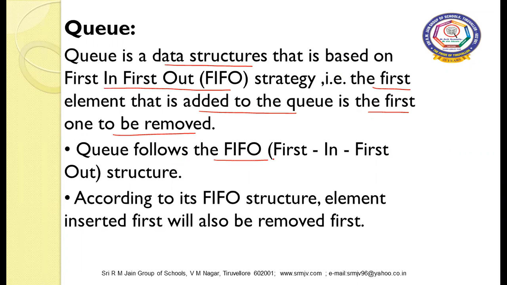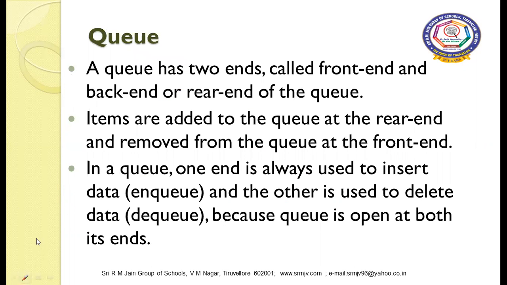Queue follows FIFO, that is first in first out. According to the FIFO structure, elements inserted first will be removed first. That is, whichever element is inserted into your queue is the first element to come out from the queue. A queue has two ends. One is called the front end, the other end we call the back end or rear end of the queue. Items are added to the queue at the rear end and removed from the queue at the front end.